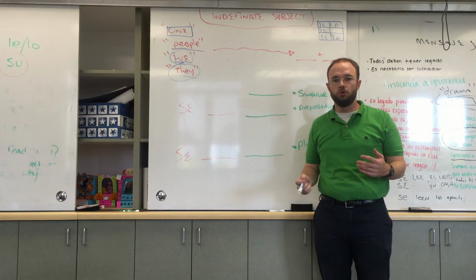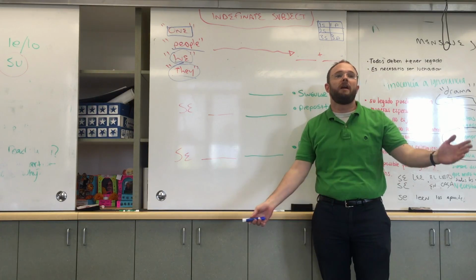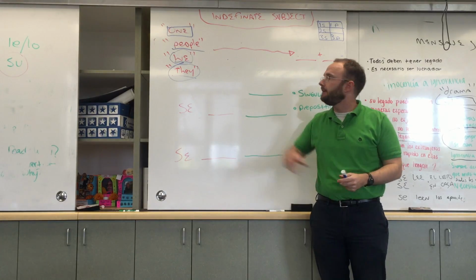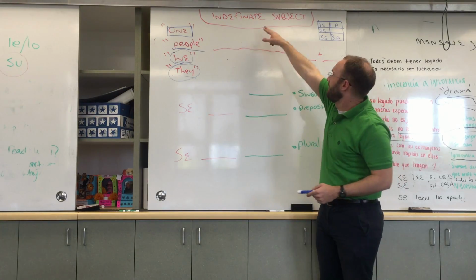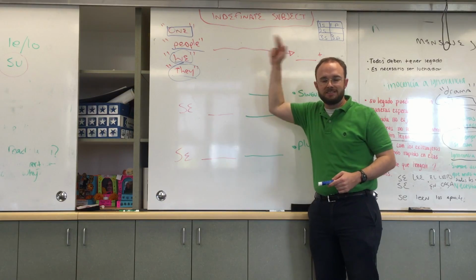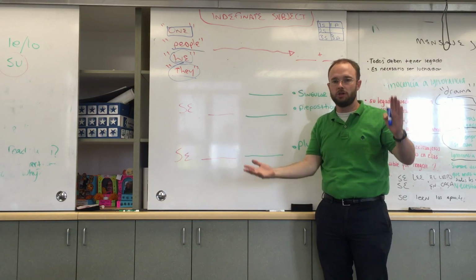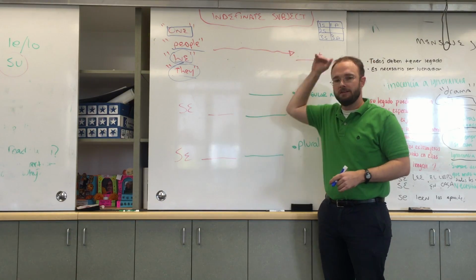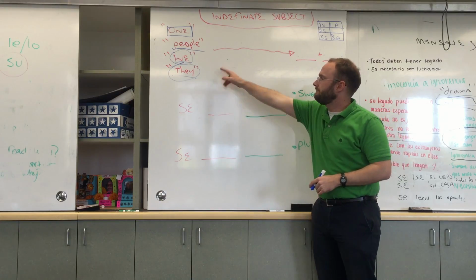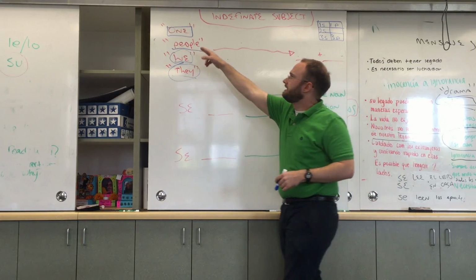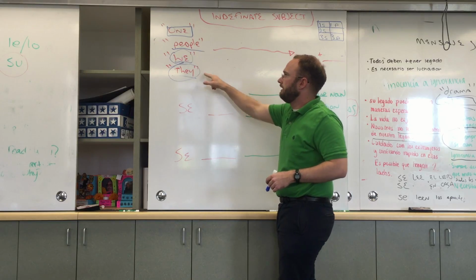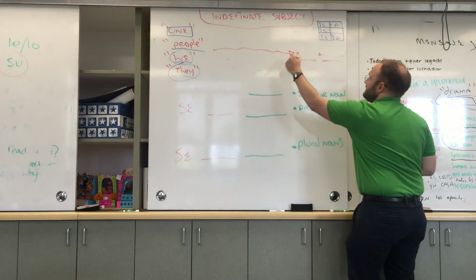People need to wear hats at school. Anything like that, where you don't have a specific subject, you're just saying people in general, that is an indefinite subject. So, indefinite subjects in Spanish, instead of using one, people, we, or they, the word that you're going to use is se.